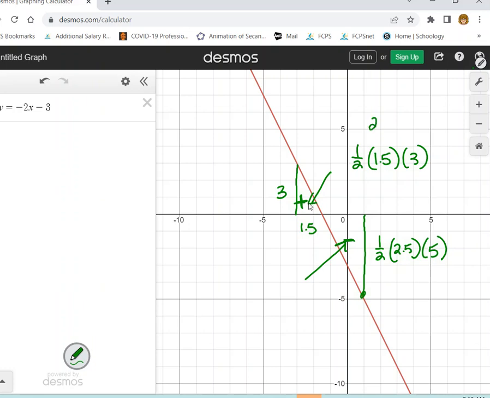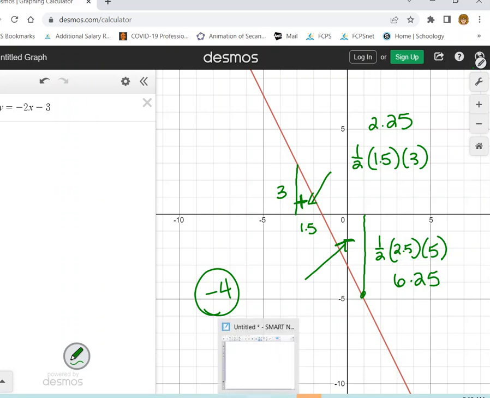So what's this? This is like 2.25, and that's like 6.25. So I think we're going to get -4. We'll see how well I did that. I may not have done that well. I think we're going to get -4. Definitely a bigger triangle here than here. But let's let Isaac Newton help us.